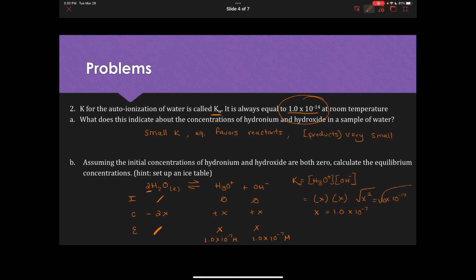So this is going to be true as long as I have a sample of water at room temperature. These will be my hydronium and hydroxide concentrations. And notice that they are very small. We said we had a small K. We would anticipate that we should have very small amounts of products.